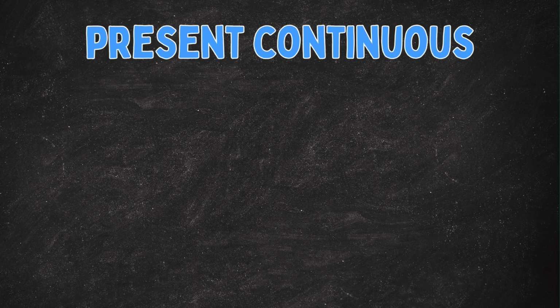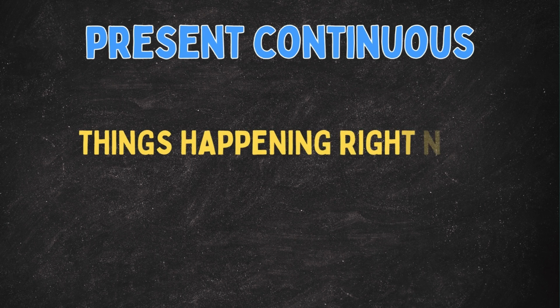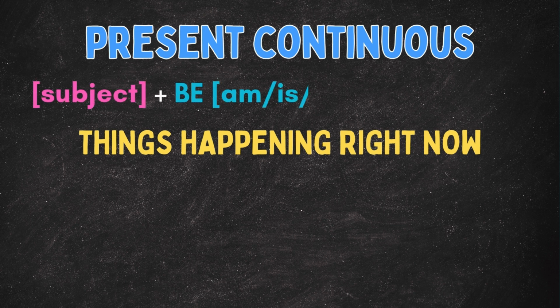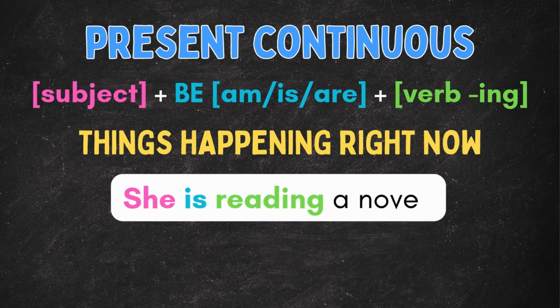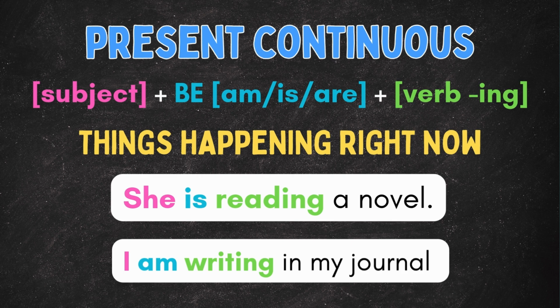Present continuous. We use the present continuous for things happening right now. The sentence structure consists of subject plus the verb be plus verb with ing. For example, she is reading a novel. I am writing in my journal.